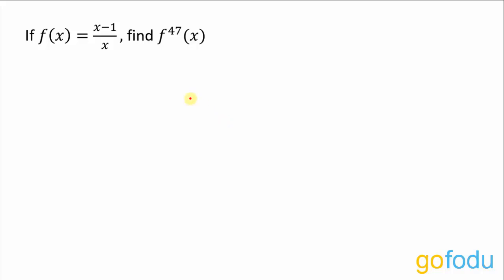Next question. f of x is given as x minus 1 upon x. We have to find f47x.